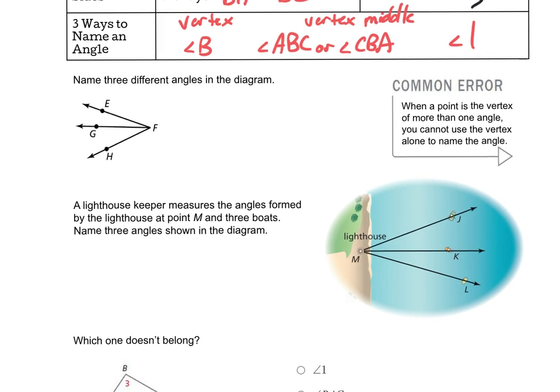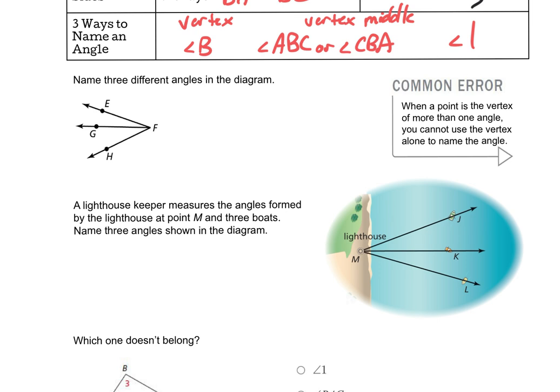Okay. I told you earlier, sometimes we put these on our notes, just some common things to think about, or common errors that get made. When a point is the vertex of more than one angle, you cannot use the vertex alone to name the angle, okay? And that's an example of what's going on right here. The vertex is F. We can't call that angle F, because which angle F are we talking about? We actually have 3 of them.